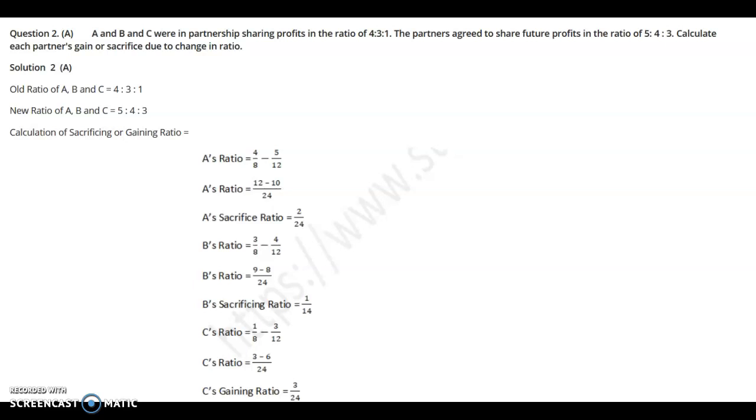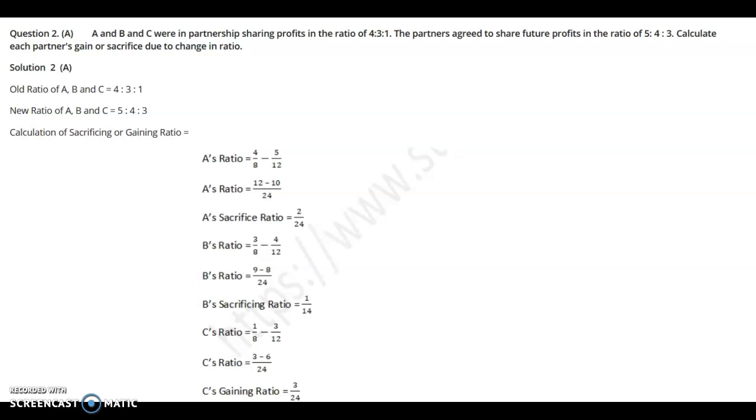Same way, old ratio for A, B and C is 4/8, 3/8 and 1/8. For the new ratio of all three partners, 5/12, 4/12 and 3/12, because their old ratio is 4:3:1 and the new ratio is 5:4:3. So we will apply the same formula, that is old ratio minus new ratio for all the different partners respectively.